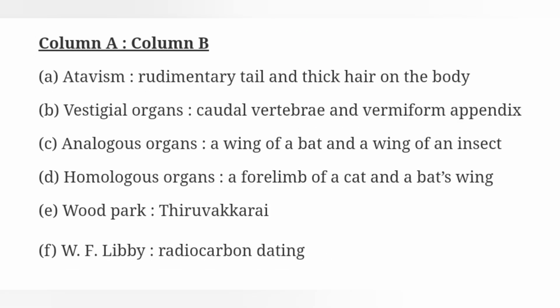Answer, column A, column B. Option A, atavism, rudimentary tail and thick hair on the body. Then option B, vestigial organs. Answer, caudal vertebrae and vermiform appendix. Option C, analogous organ. Answer, a wing of a bat and a wing of an insect. Then option D, homologous organ, a forelimb of a cat and a bat's wing.